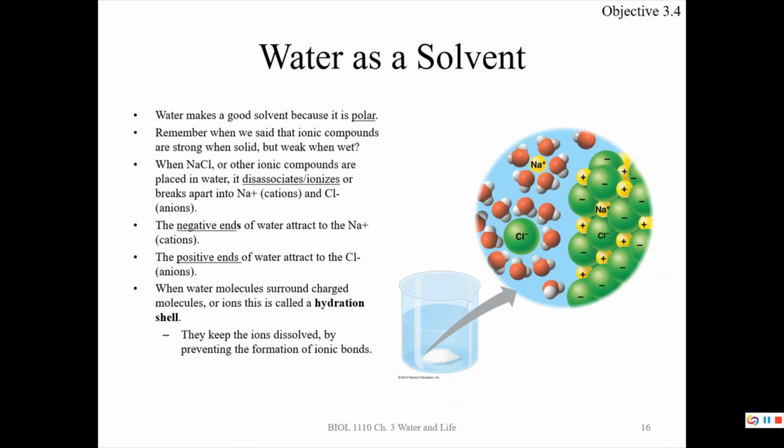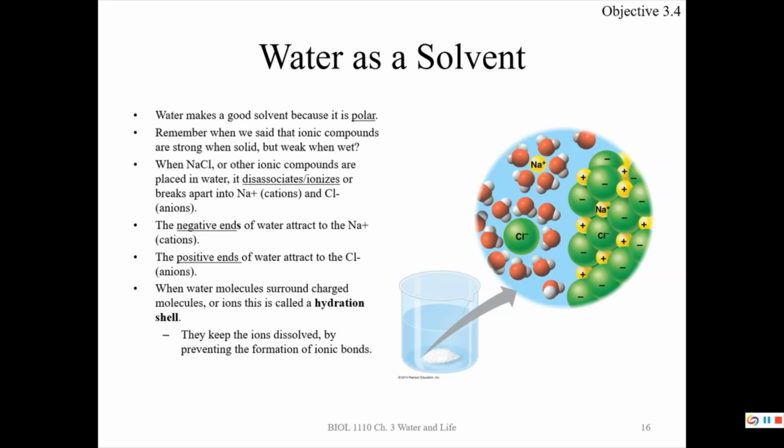Now, the negative ends attract the sodium cations. The positive ends attract the chloride anions. This surrounds it in a molecule of water. Molecules of water surround the cations and anions, creating what we refer to, guys, as a hydration shell, preventing the ions from rebonding, causing them to stay dissolved. This makes water a really good solvent because it can dissolve anything that has a charge. If it has a charge, whether it is a polar compound or an ion, water can dissolve it.